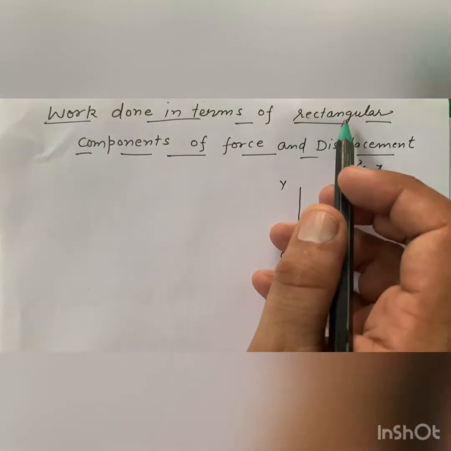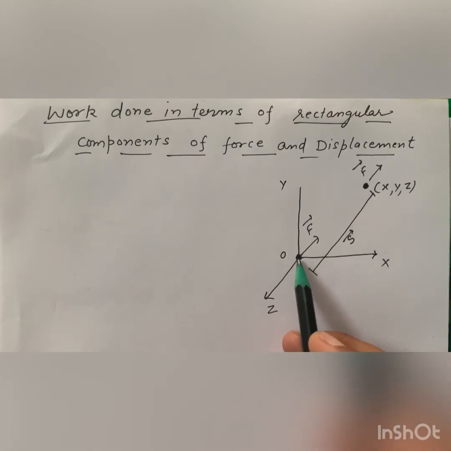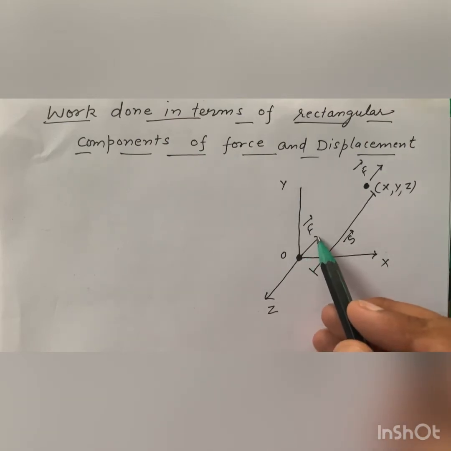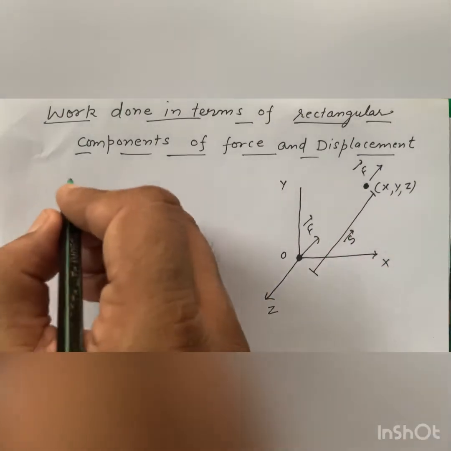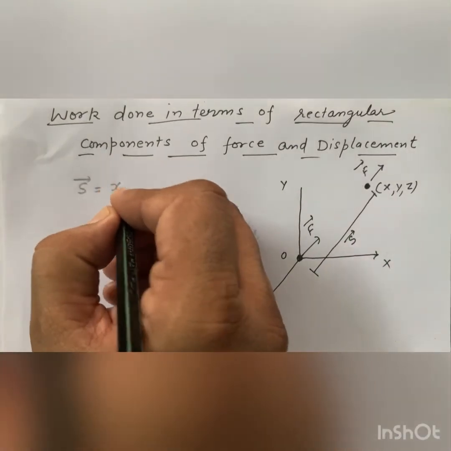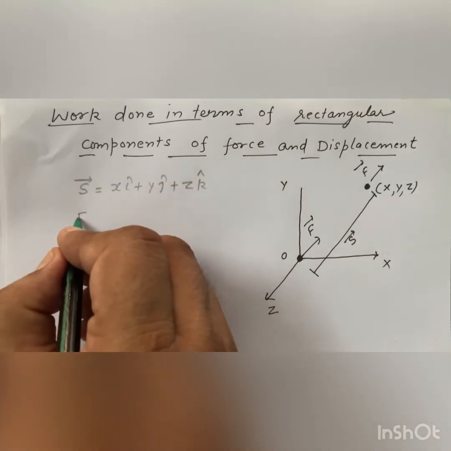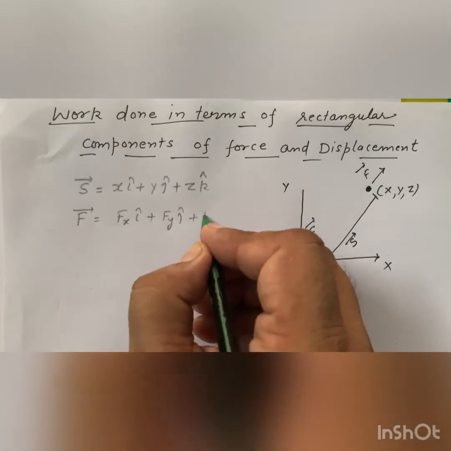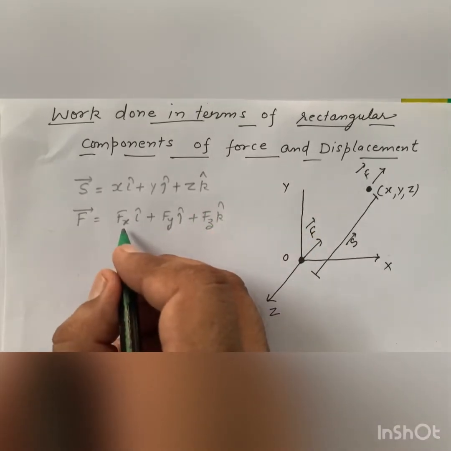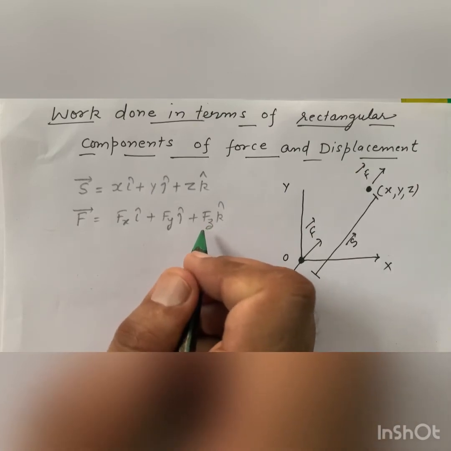Work done in terms of rectangular components of force and displacement. Let us consider a body is placed at the origin of a rectangular coordinate system. Let a force F be applied and the body is displaced through a distance S, so that S is x i cap plus y j cap plus z k cap, and force F is Fx i cap plus Fy j cap plus Fz k cap. Fx is the component of force along x-axis, Fy is the component of force along y-axis, and Fz is the component of force along z-axis.